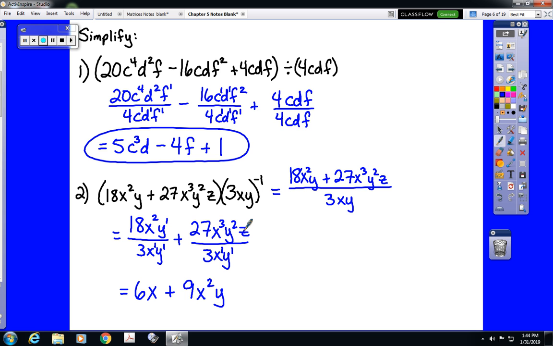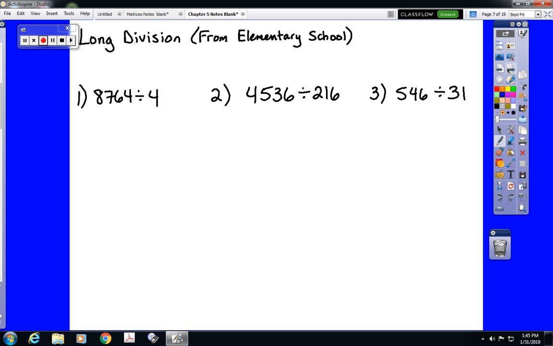And z, well, there's no z on the bottom, so we're not subtracting anything. We're just keeping it as part of the answer. Z would still be there. So our answer should be 6x plus 9x squared yz. That might be it. That is it for the second video.